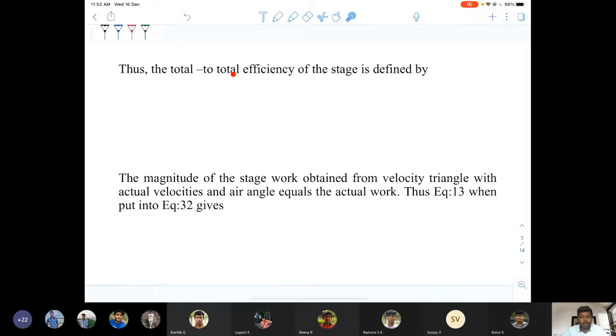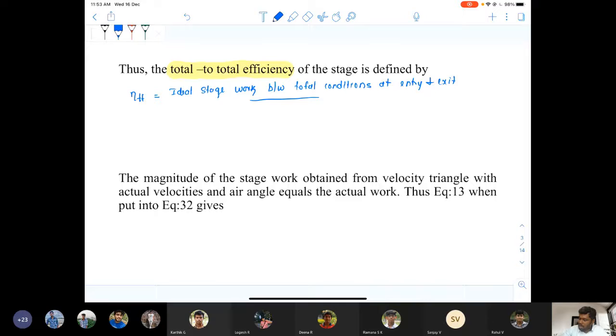Thus, the total to total efficiency of the stage is defined by eta TT, which denotes the total to total efficiency, is equal to the ideal stage work between the total condition at entry and exit divided by the actual stage work.